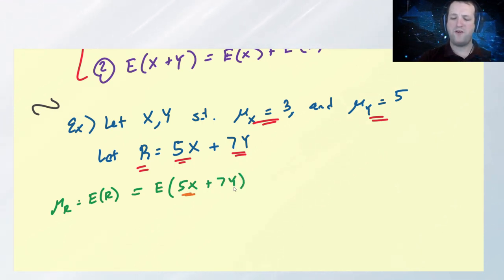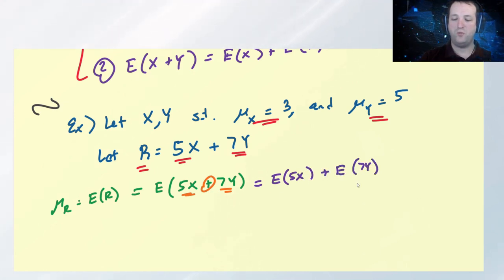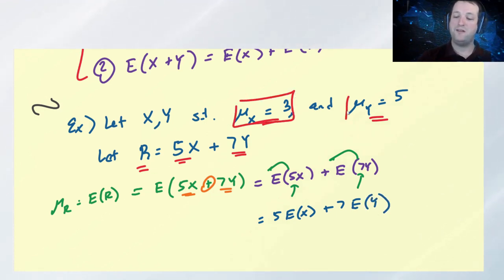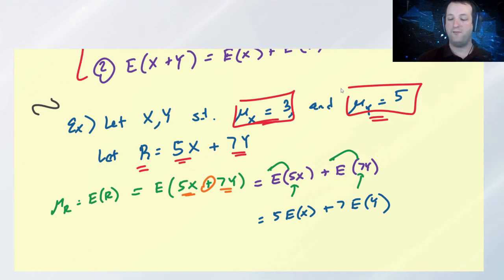So we already know that 5x and 7y are random variables, and expected value distributes over sums with no issue. So this is going to be equal to the expected value of 5x plus the expected value of 7y. Again, 5 and 7 are constants, so they can be factored out of the expected value operator. So this is just going to be equal to 5 times the expected value of x plus 7 times the expected value of y. We already know the expected value of x and the expected value of y are going to be 3 and 5 respectively.